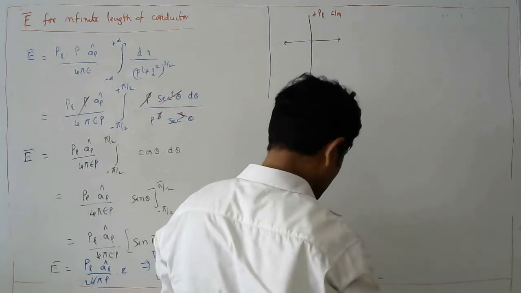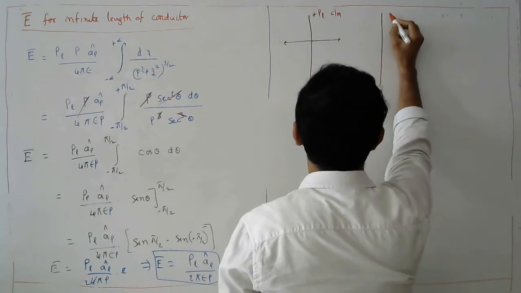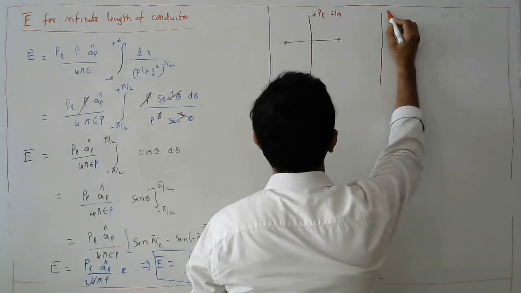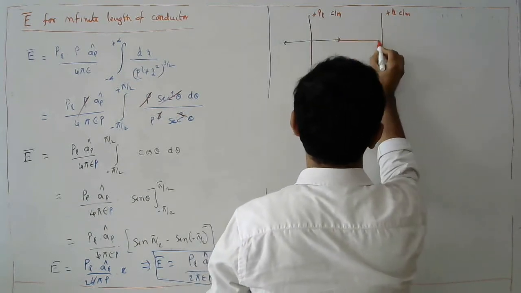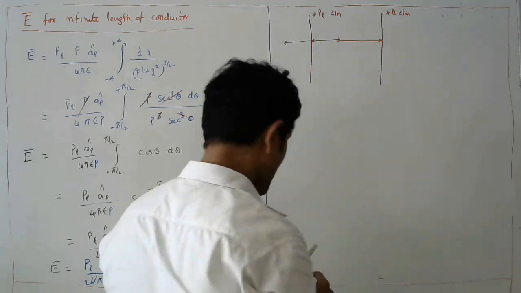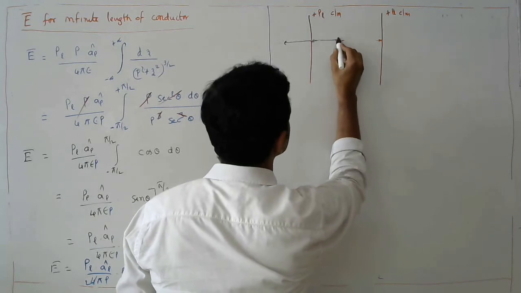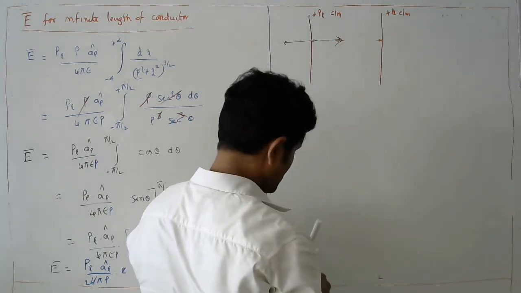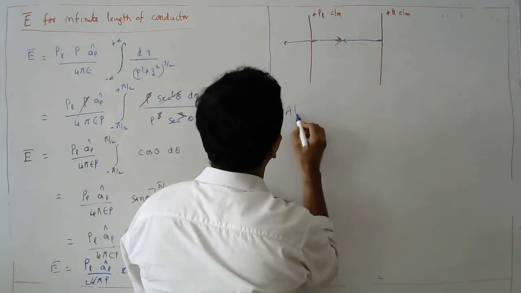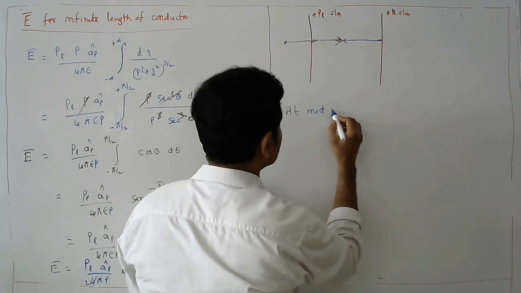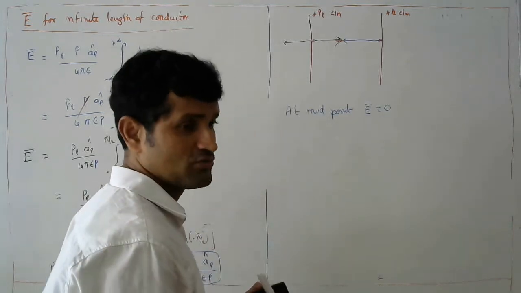If any other conductor is placed, and that conductor has the same plus rho L coulombs per meter, then at the midpoint, the flux lines from this conductor move in this direction, and from the other conductor they move away in the opposite direction. At the midpoint, the electric field intensity E bar is equal to 0, because both are opposite to each other.